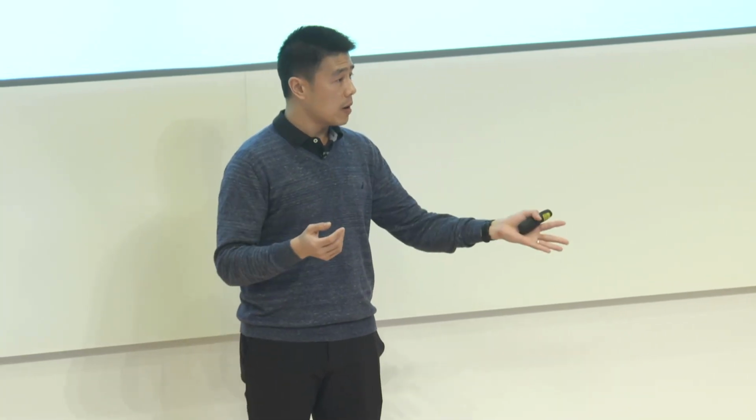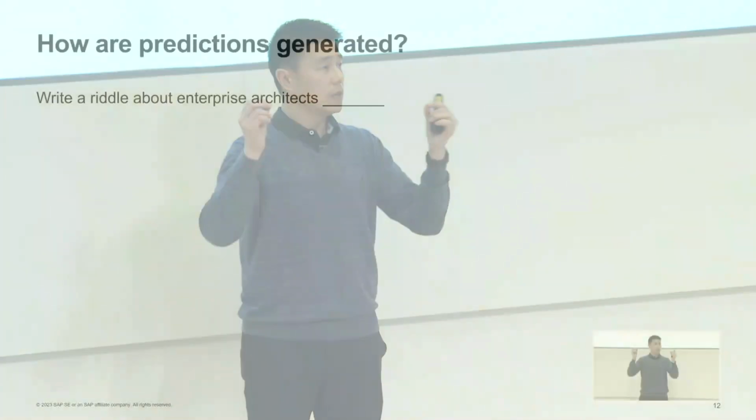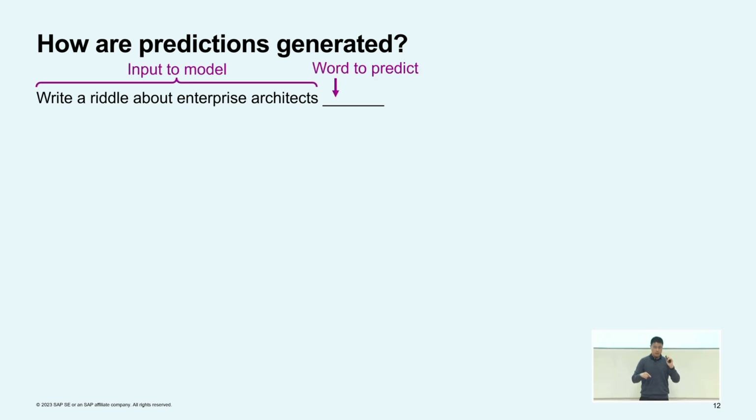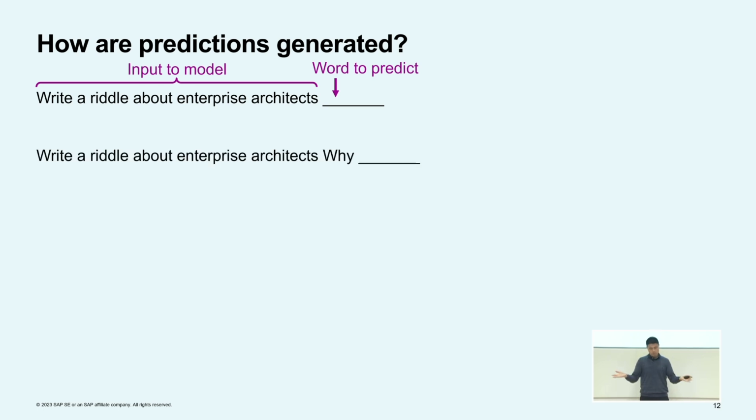So Mangesh talked about prompts. A prompt is just an English or another language sentence that goes into the model. So in this case, I will prompt a large language model and say, write a riddle about enterprise architects. This goes into the model, and then the model will predict what word should come next. And based on what that model is trained on, it will predict this word. And it predicts the word why.